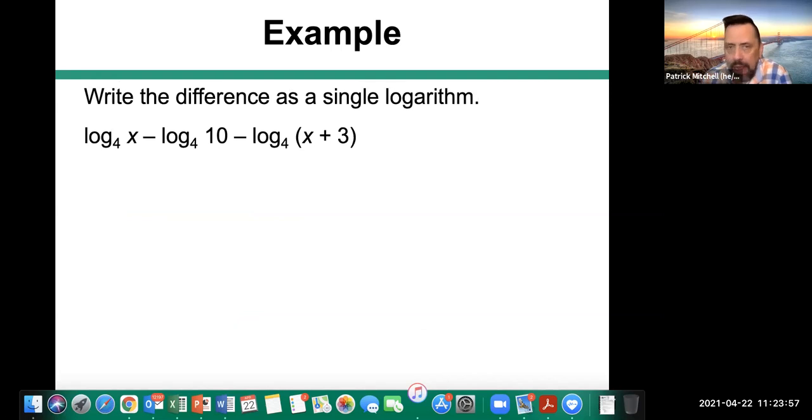All right, and now write the difference as a single logarithm. Log base 4 of x minus log base 4 of 10 minus log base 4 of x plus 3.